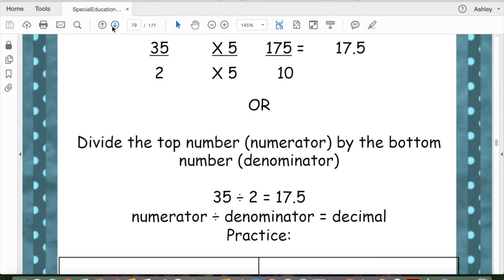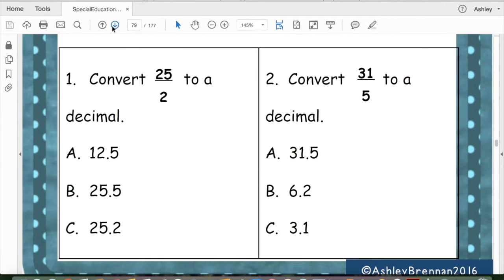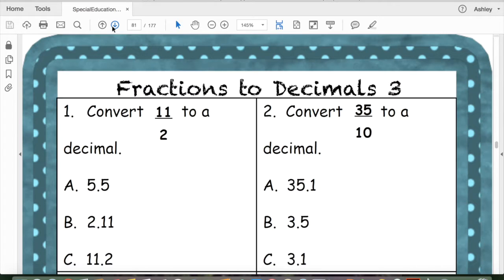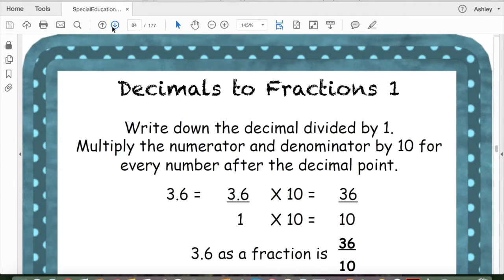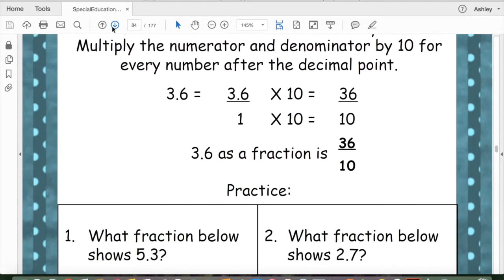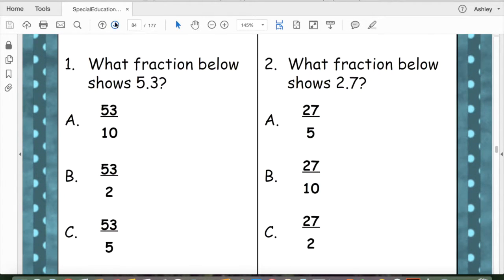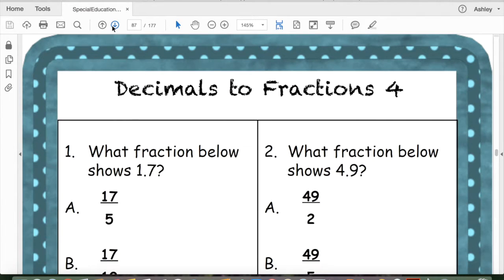Converting fractions to decimals. And those are just like they would see on the assessments, to give them that good practice. Okay, decimals to fractions. So the opposite way.